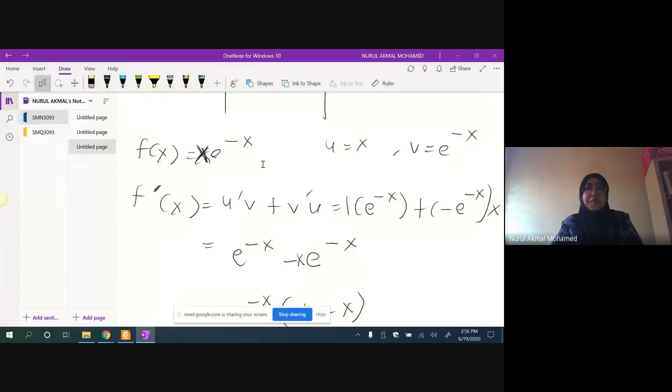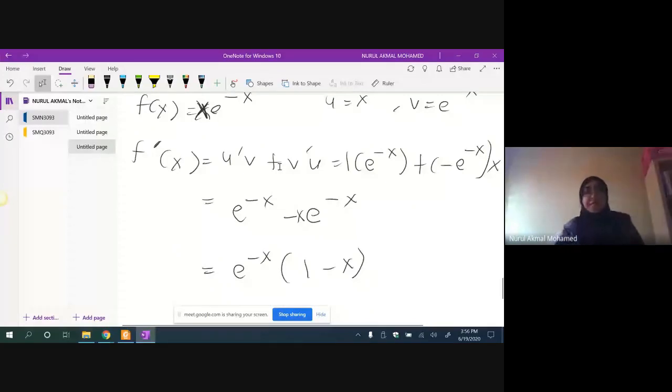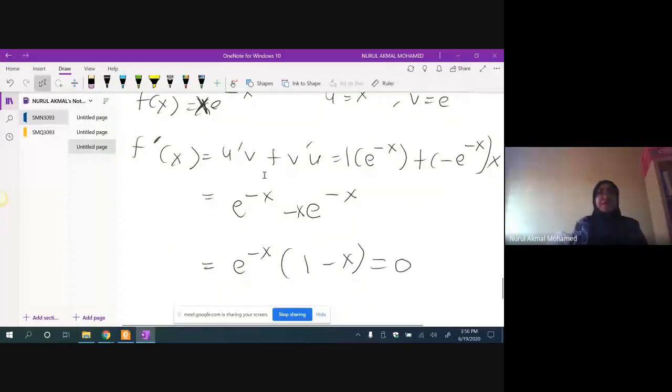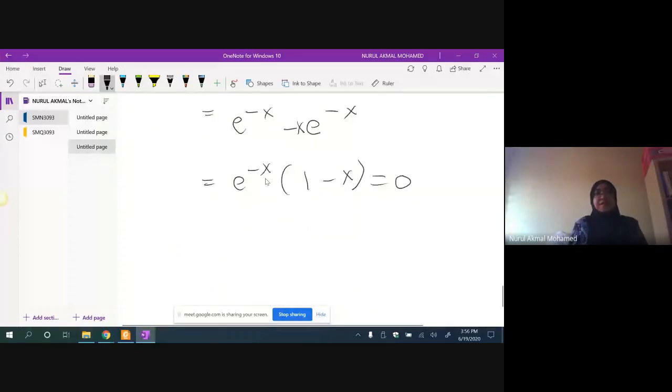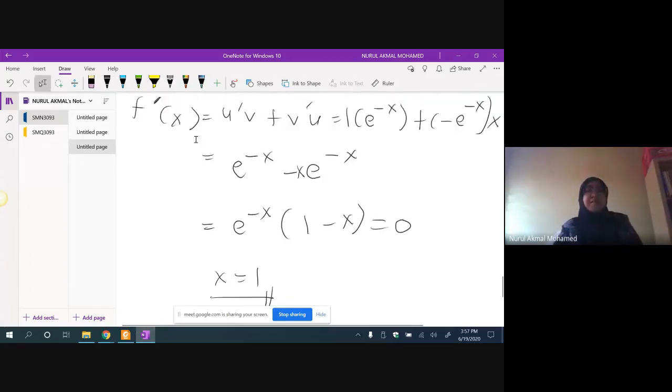Okay, now you let f prime equal to 0. So e to the power of negative x, is it possible to be 0? It is not possible. The only value that can make it 0 is when x is equal to 1. This is the only point when the function f prime can be 0.